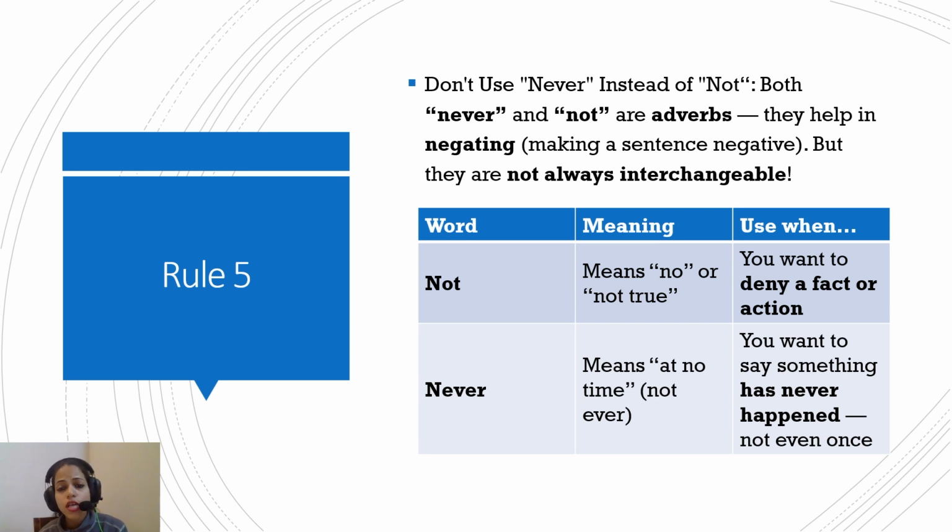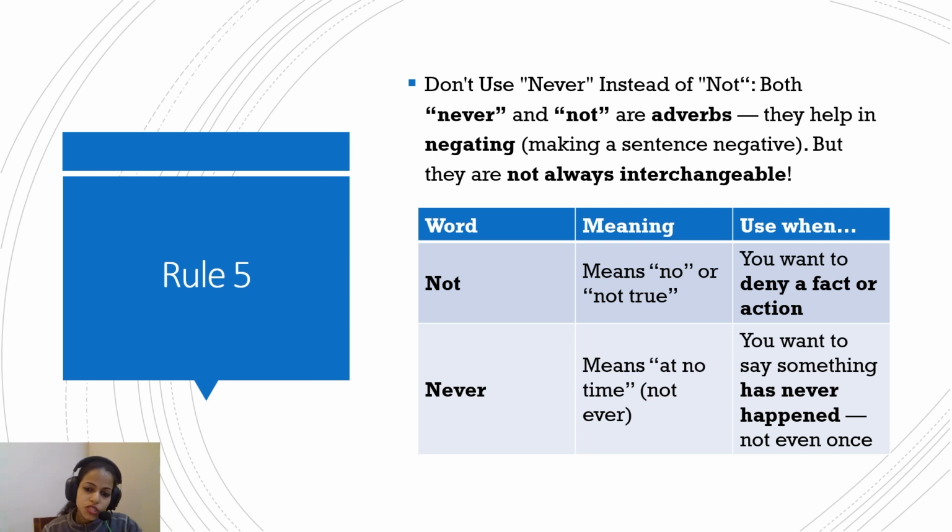So you don't use never instead of not. Both never and not are adverbs and they help in negating, that is, making a sentence negative, but they are not interchangeable. A lot of times students commit this mistake that they use these two words interchangeably. So the word not means no. At this point, it is not true. You want to deny a fact or action.